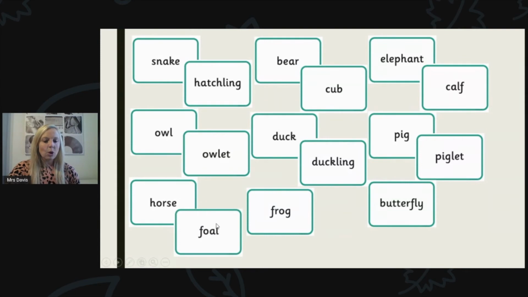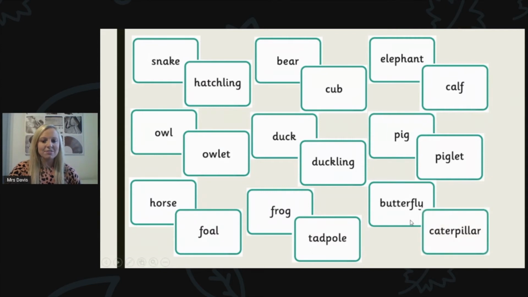We've got horse, and a frog. And a butterfly. We've got a caterpillar. Well done. Fantastic job, guys, if you've matched some of those. If you got any incorrect, do not worry at all. You can just make those little amendments to them. It's not a problem.